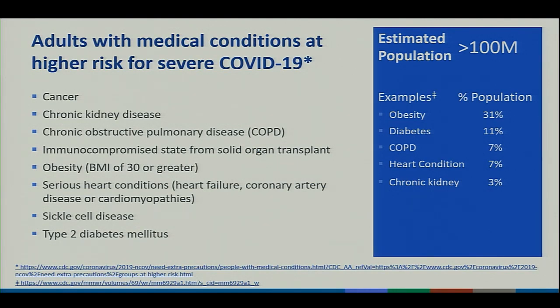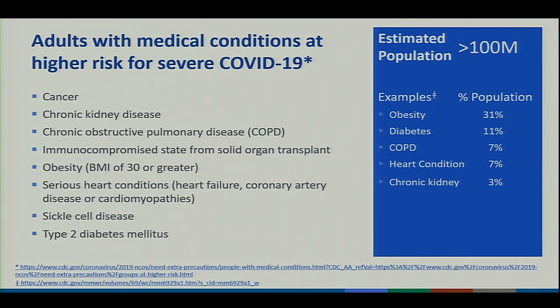Next, I'd like to highlight adults with medical conditions at higher risk for severe COVID-19. Earlier today, you saw details of the epidemiologic risks associated with these conditions. A systematic review indicates people of any age with the following conditions, listed alphabetically, are at increased risk for severe illness from COVID-19. The estimated population for this group is over 100 million adults. This is a rough estimate and may change as we gain evidence about the conditions which confer risk.